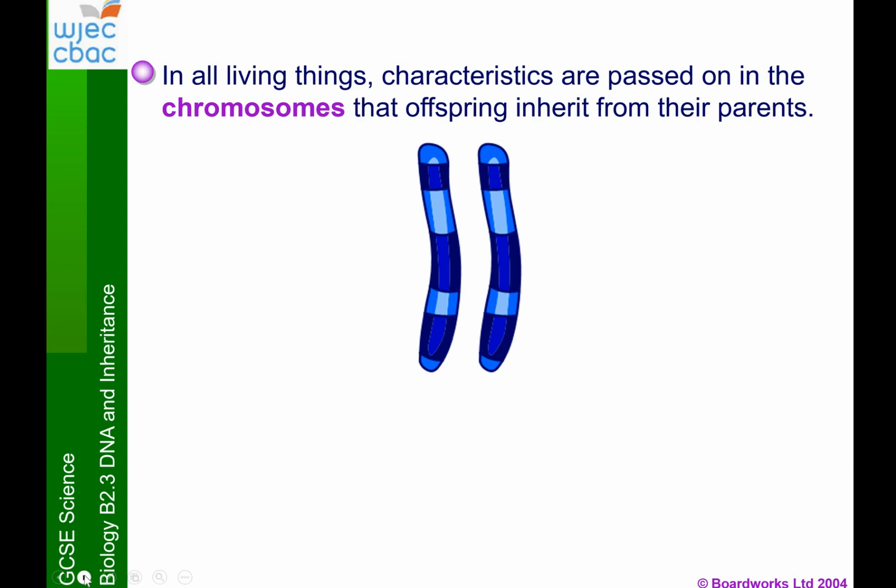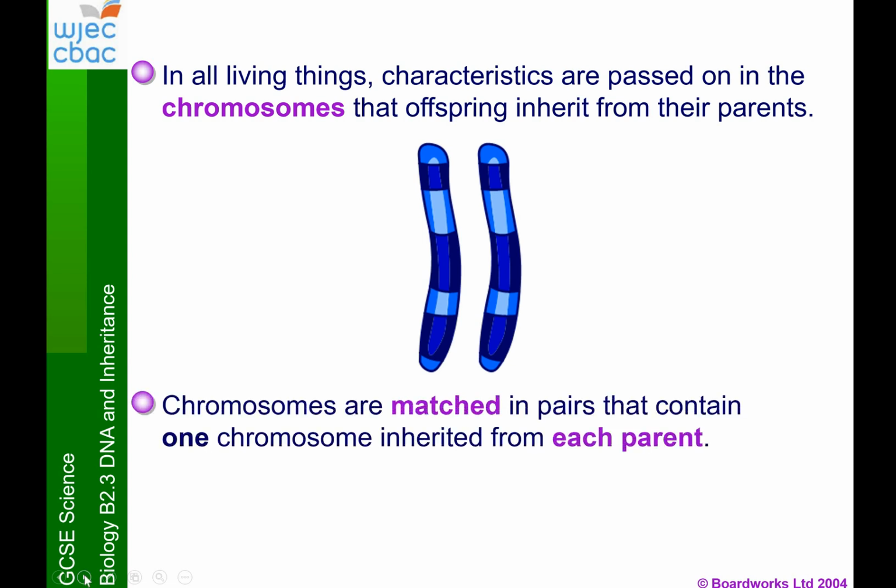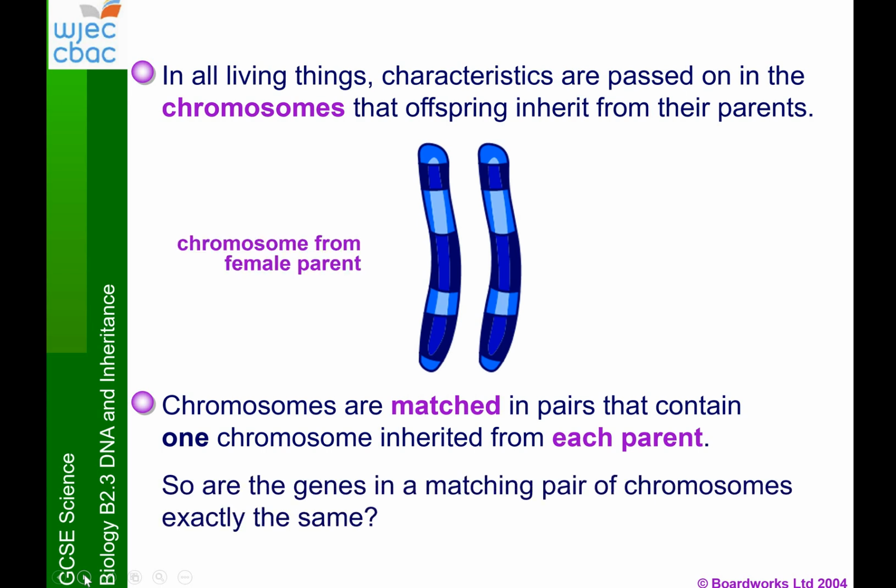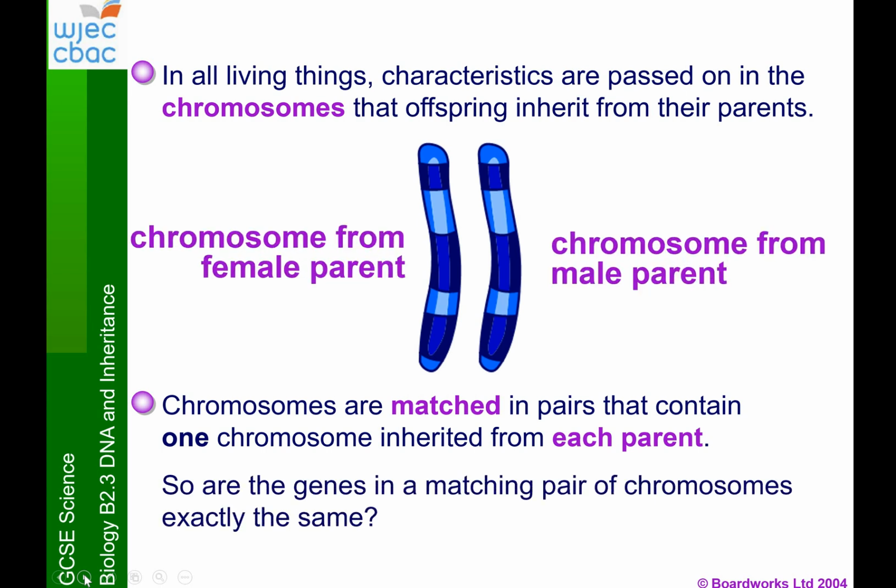Before we do, I just want to go over a few things. In all living things, characteristics are passed on in their chromosomes that the offspring inherit from their parents. Chromosomes are always matched in pairs, and one chromosome comes from each parent. So you might have one coming from the mother, the female parent, and one from the father, the male.